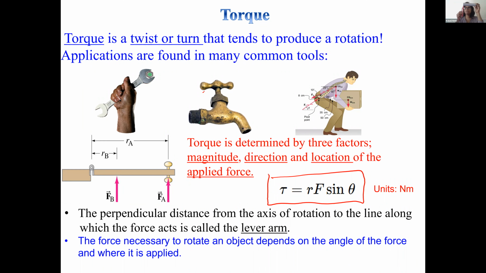What does the sine of theta mean? Sine of theta is the angle between R and F. In this case, what is the angle between R and F? It is 90 degrees. I mentioned this many times. The sine of 90 degrees is just 1. That's why in this case, it is just R times F. That is the maximum torque that I can have, right?